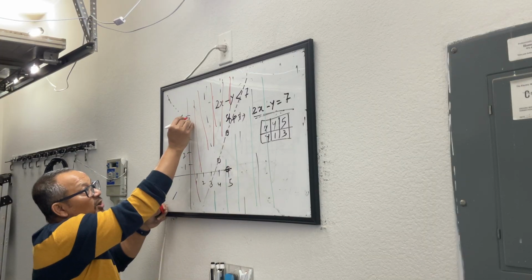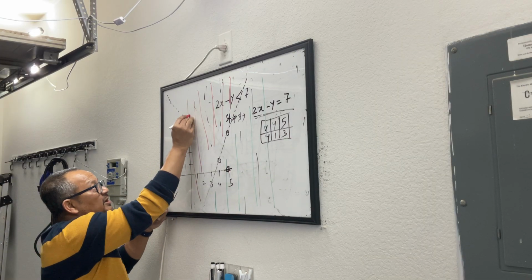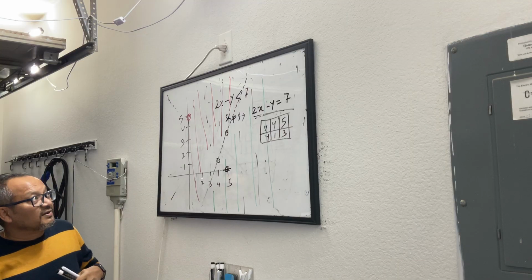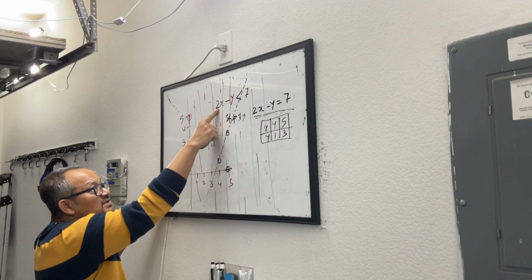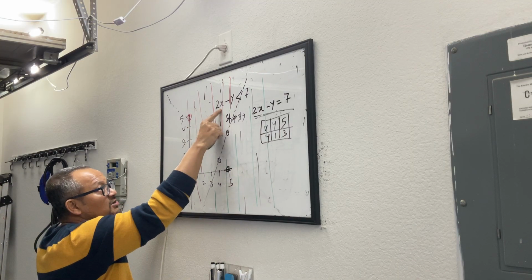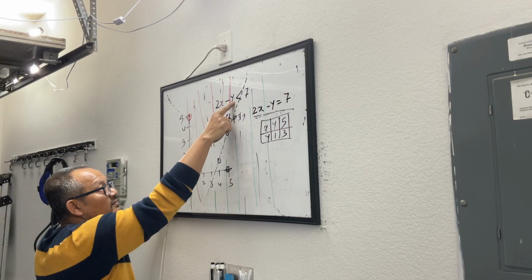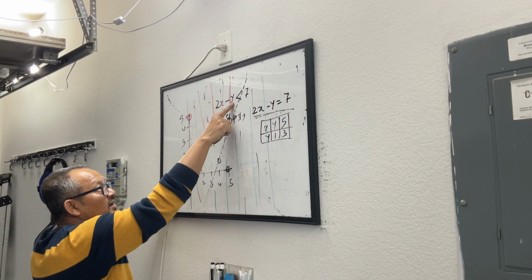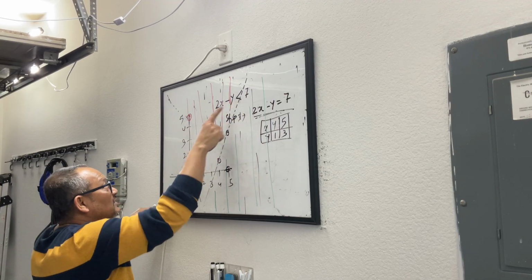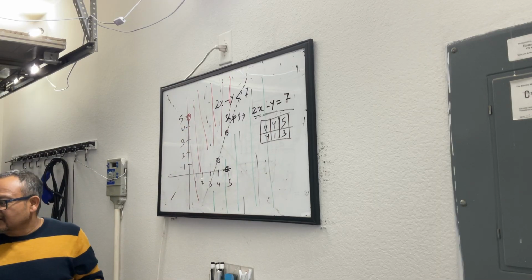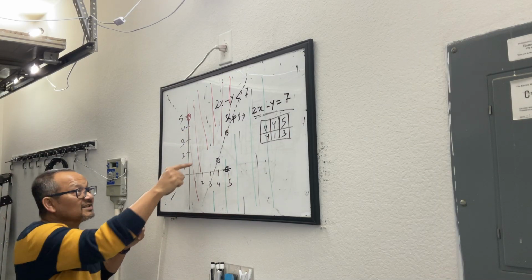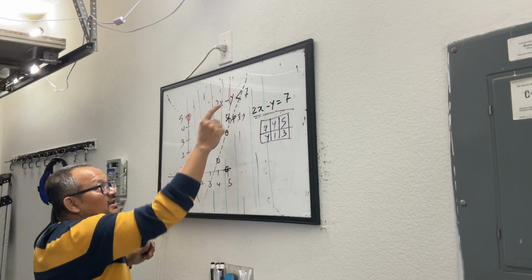Let's pick another point to verify this. Let's pick this point, (0, 5), meaning x is 0 and y is 5. 2 times 0 is 0, minus 5. This is minus 5. Minus 5 is less than 7. That is correct. So this red region is satisfying this condition.